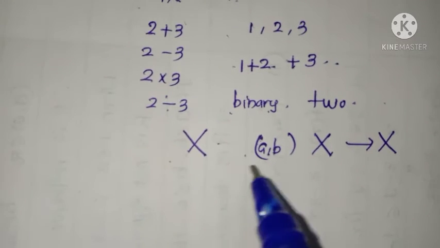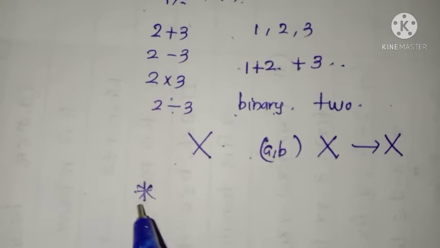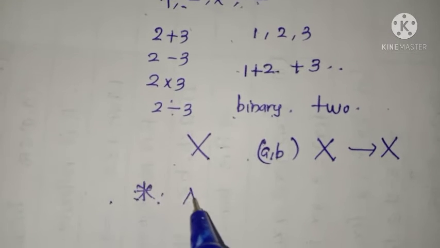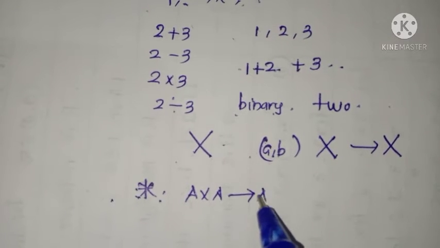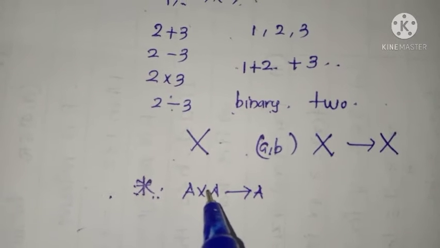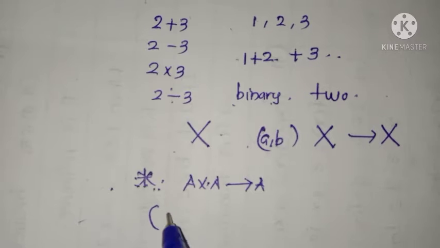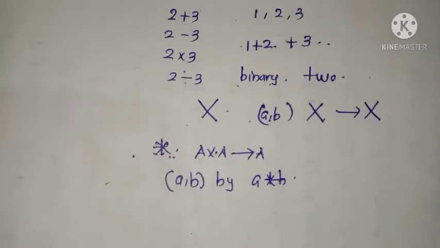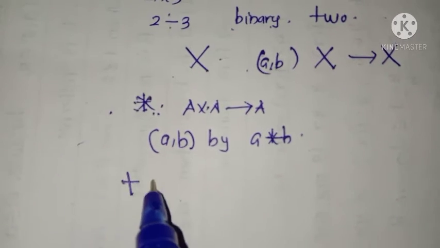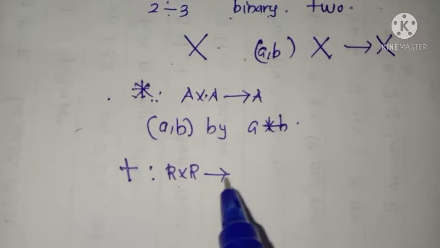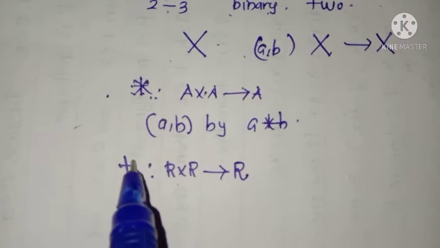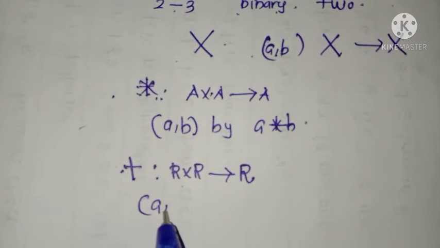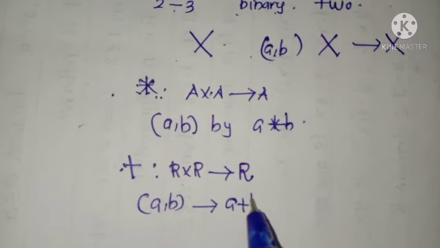That means a binary operation, suppose it is denoted by star. Star is an operation or a function from A cross A to the set A. And we can define this star operation on the element (a, b) by a star b. For example, suppose we have an operation addition from R cross R to R. This operation addition is a binary operation defined by the ordered pair (a, b) maps to a plus b.